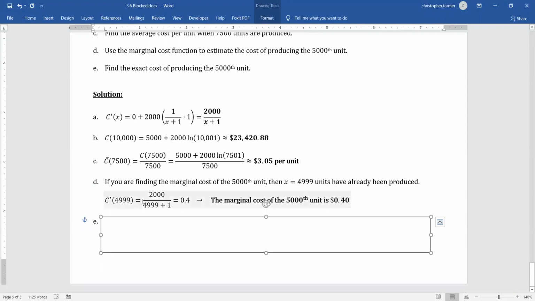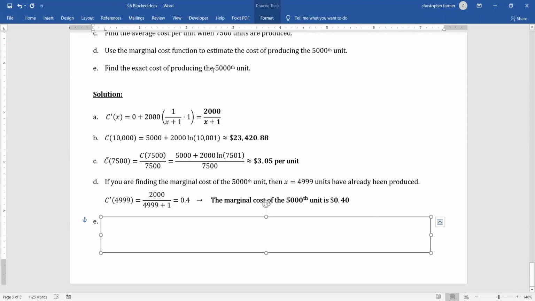So when you're evaluating the marginal cost, it's not evaluated at the unit that we're trying to get to, it's evaluated at one less. Okay, and when you plug this in to the marginal cost up here, you're going to get literally 2,000 divided by 5,000, which is exactly 0.4. Okay, so again, this is an estimate, but the estimate's exactly 0.4 or 40 cents to produce the 5,000th unit.